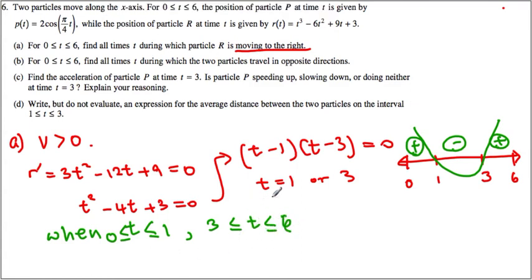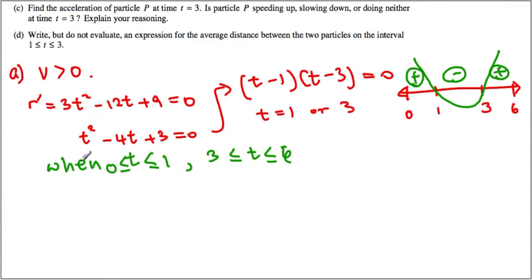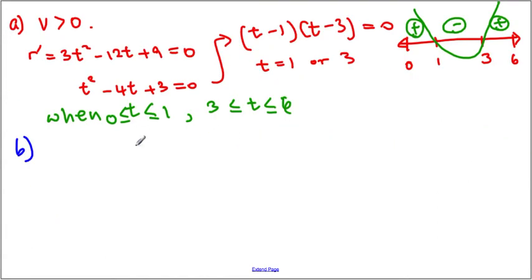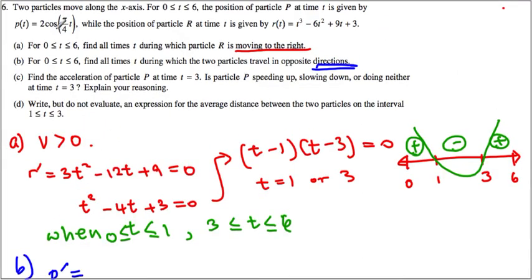Alright, let's look at part B. Here we have: find all times t during which the two particles travel in opposite directions. Once again, direction is determined by the velocity. I know the velocity of particle R, so let's look at the velocity for particle P. So I'm looking at P prime. What is P prime? The derivative of this.